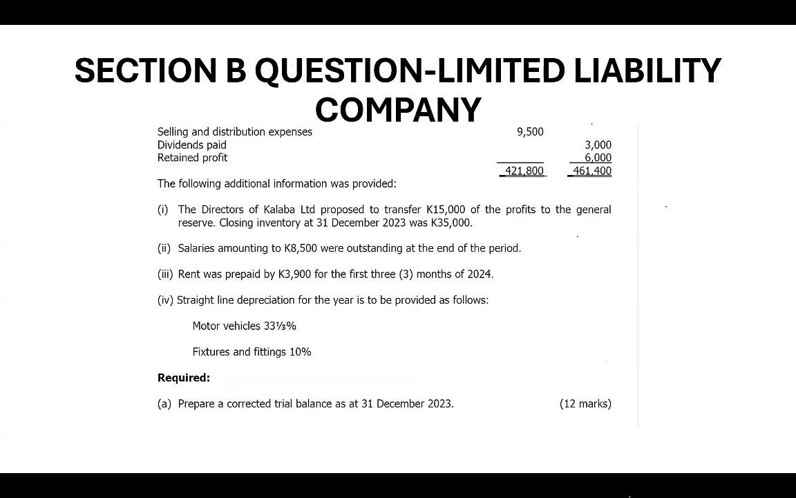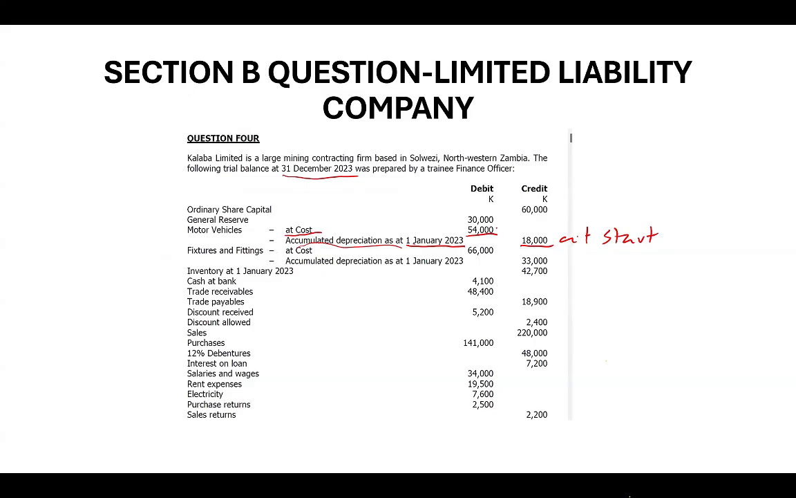Then under additional information, straight line depreciation for the year is to be provided as follows. Motor vehicles, 33 and 1/3%. So what it means is when you are told straight line, your percentage must always be applied on the original cost. In this case, it's 54,000. But when you are told reducing balance, if we were doing reducing balance here, we would apply the percentage on 54 minus 18. Apply the rate on that figure to calculate the charge for the year.